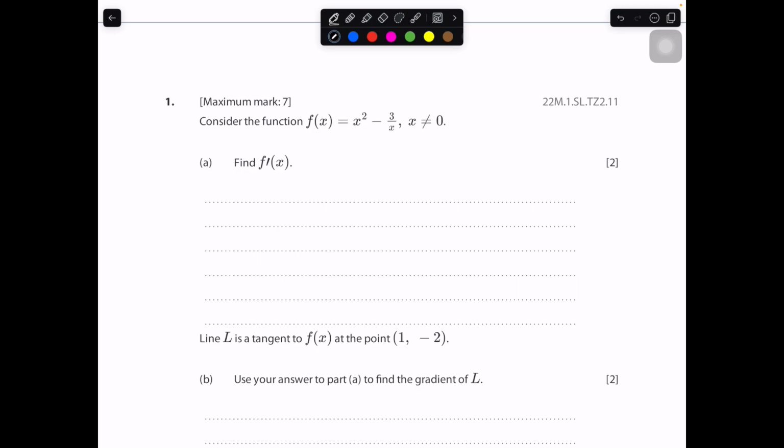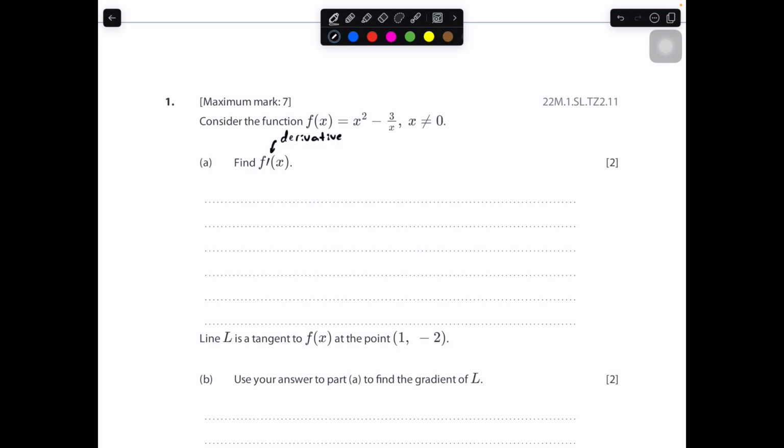Consider the function f of x equals x squared minus 3 over x, where x does not equal 0. The first question they're asking us is to find f prime of x. This prime tells us that we want to find the derivative of f of x. So how do we find f prime of x? How do we find the derivative?